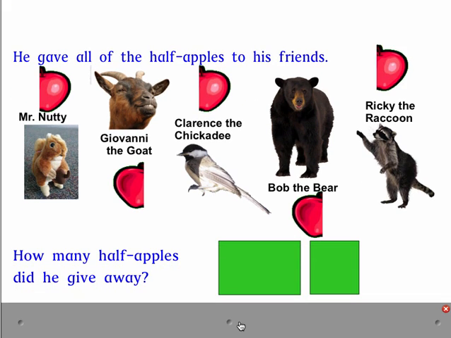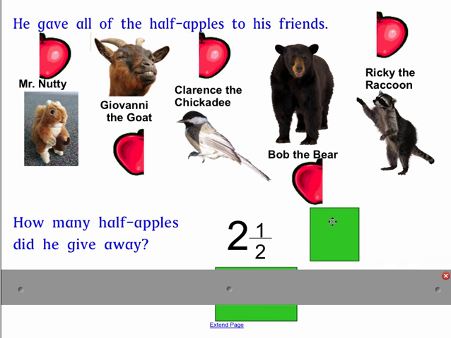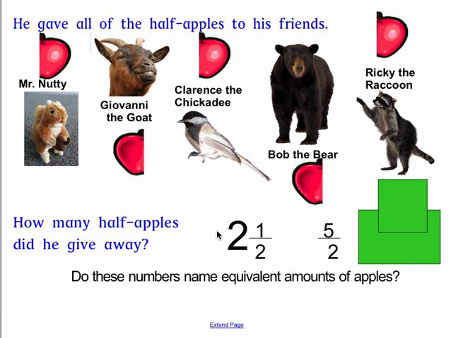So my question for you is, how many half apples did Pete the prairie dog give away? If you said 2.5 apples, you would be correct. And if you said 5 halves, you'd also be correct. Interesting, huh? Now what do you notice about 2.5 and 5 halves? These are actually equivalent fractions. They name the same amount of apples. There's 2.5 apples, there's also 5 halves of apples that Pete the prairie dog gave away.